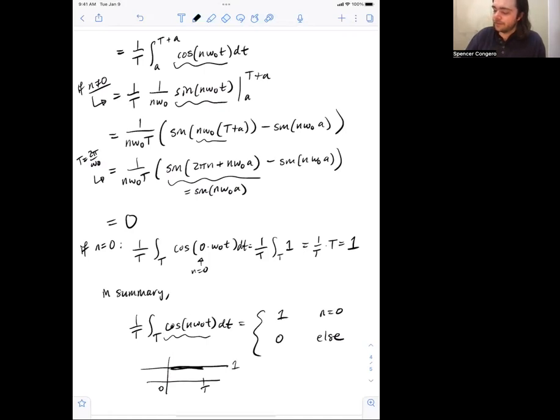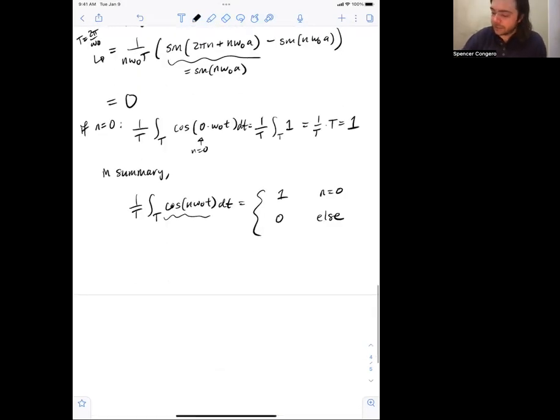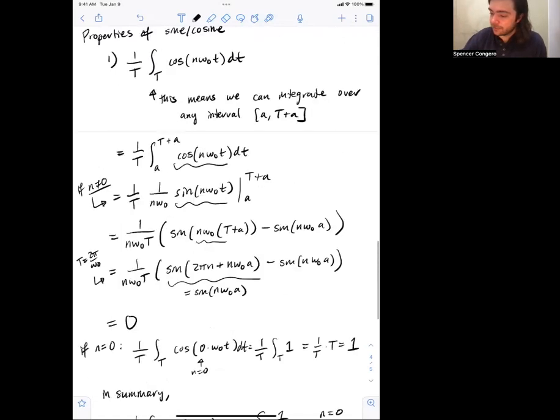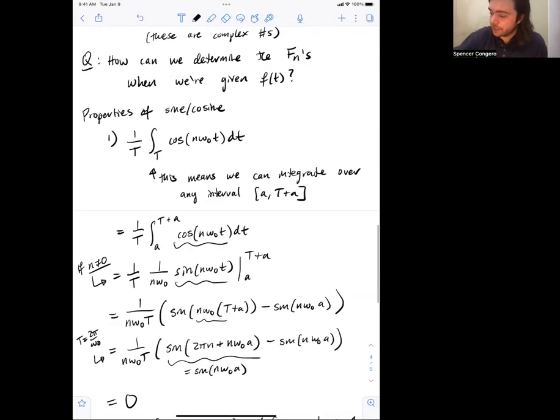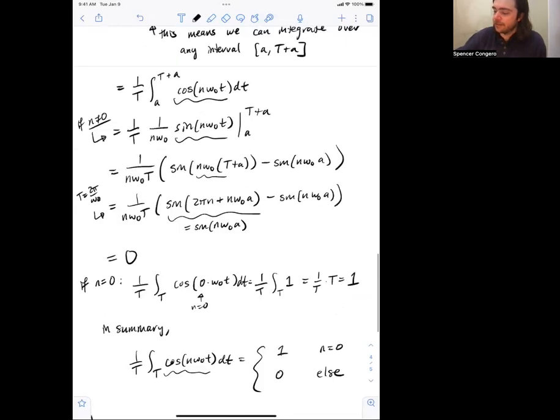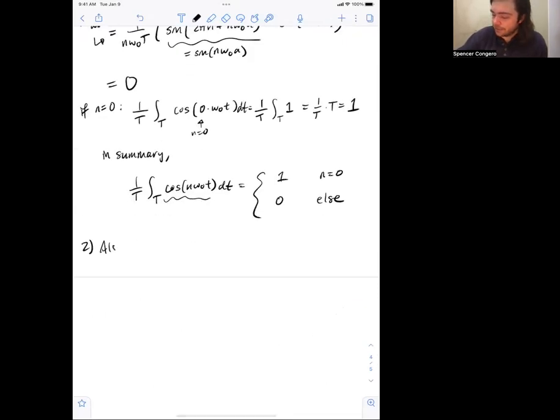Okay. So that's what we get. So how about the second property? Okay, the second property, so I should say this is for any integer n. Second property also for all integer n.